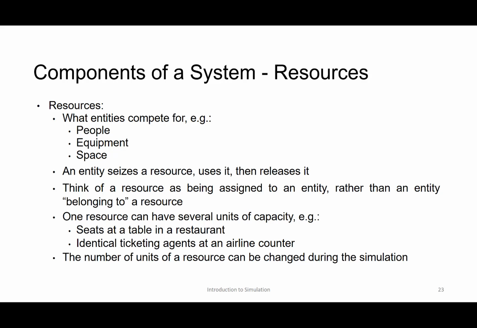One resource can have several units of capacity, so one table might have multiple seats at a particular restaurant. You could have identical ticketing agents at an airline counter. The number of units in a resource can be changed during the simulation. In our example, the resource would be the drill press.